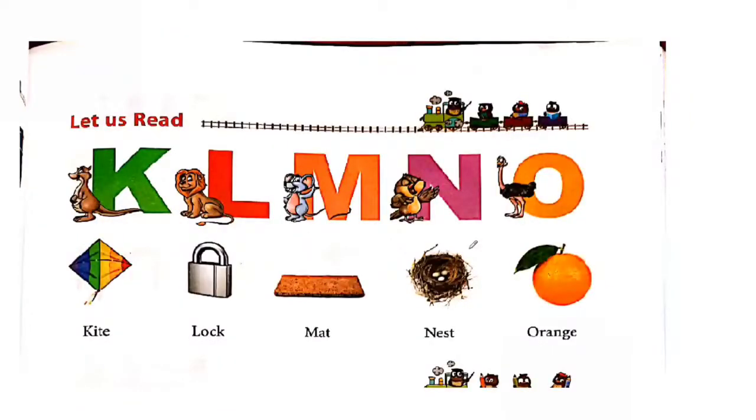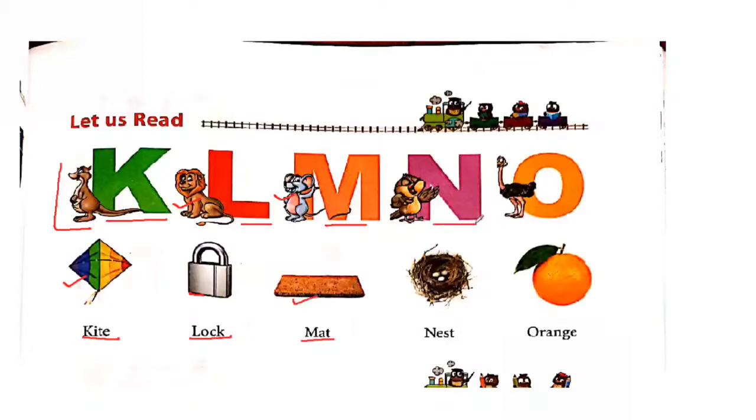Look here. K. What is this picture about? K for kangaroo. Also K for kite. K-I-T-E, kite. L. L for lion. Also L for, what is this? Lock. L-O-C-K, lock. M for mouse. And M for mat. M-A-T, mat.